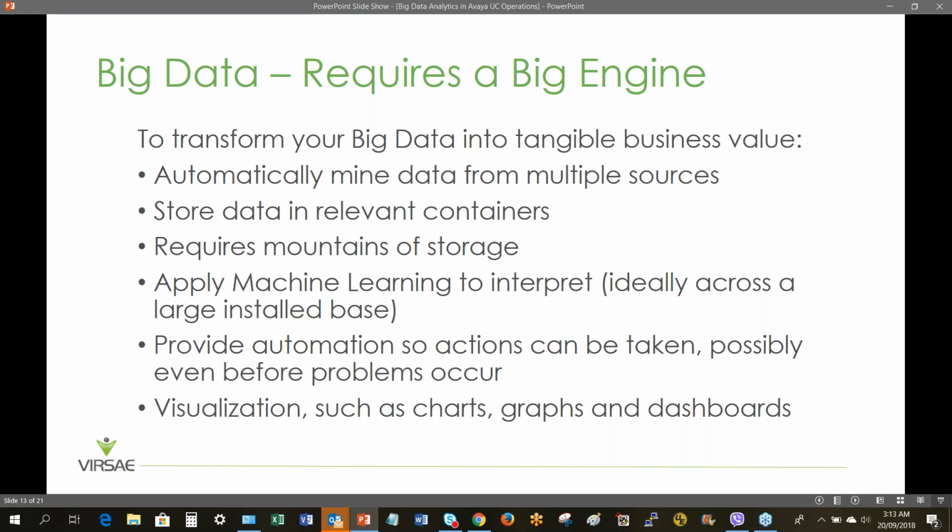And of course, to do that, this requires mountains of storage. So there's a huge amount of data pouring out of these Avaya systems. Storage is going to be a problem. You literally need hundreds of terabytes, and depending on how long you want to retain the information and trend it, and I'd suggest a year or more is a good number, that's going to take an awful lot of storage.